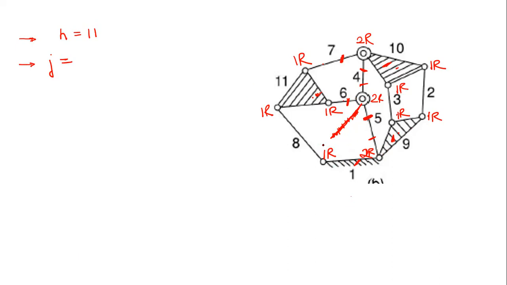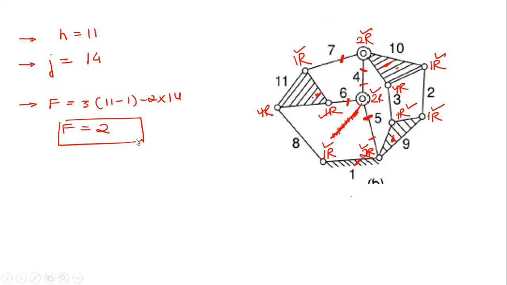So let me count here. So 1R, 2R, 3, then 4, then 5, then 6, then 7, then 9, then 11, and 12, then 13, then 14. Now all the kinematic pairs are tick marked. So all have been identified. So J is simply equal to 14. So now the degree of freedom of this mechanism, F is equal to 3(11 minus 1) minus 2 into 14. So F is equal to 2.